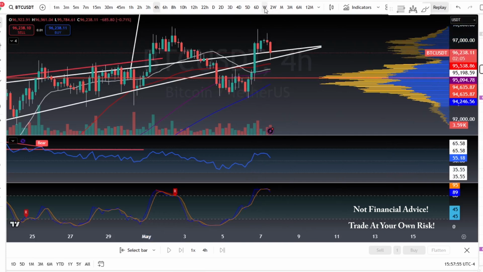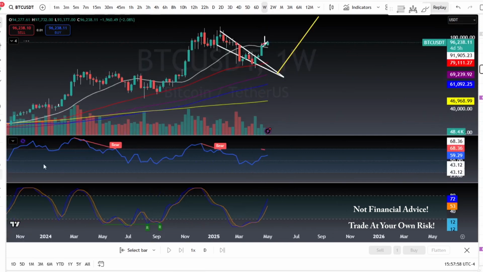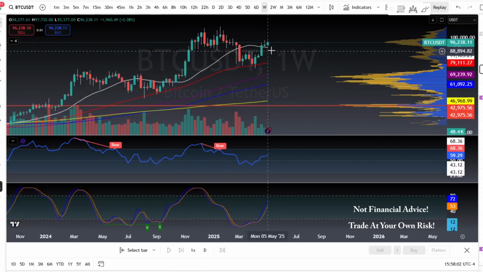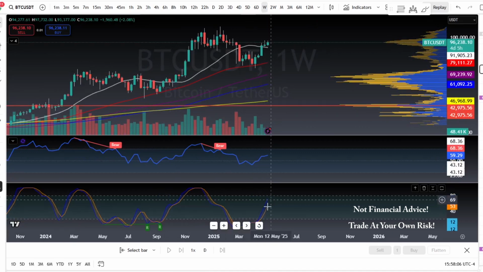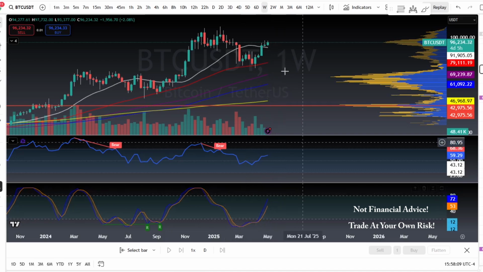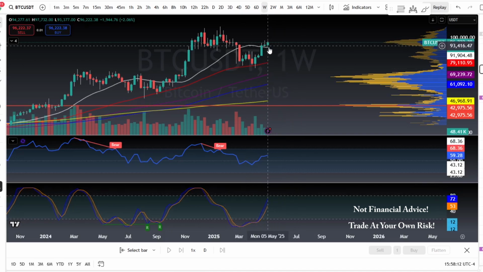So let's start off now with the weekly. With the weekly chart here, again, we're above the 21-day moving average. We still are kind of low on the stochastics. We're like halfway through, so we still have the potential to keep on going up, and I'm liking how the weekly candle is looking so far.